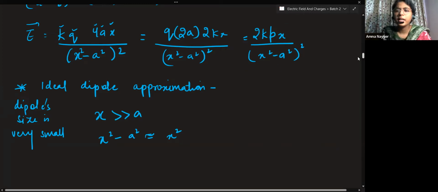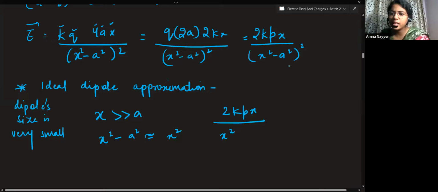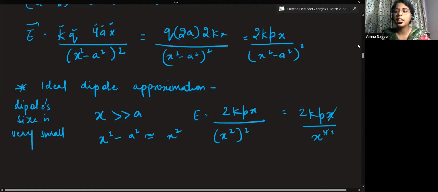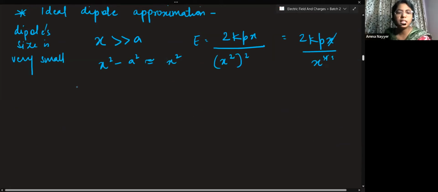What you can do, if this is equal to x square, you can write 2kpx divided by x square minus a square, this term as x square only. This term I have written as x square. Now to the power 2. So this becomes 2kpx divided by x to the power 4. X will cancel this power and ultimately we are left with E is equal to 2kp divided by x cube.